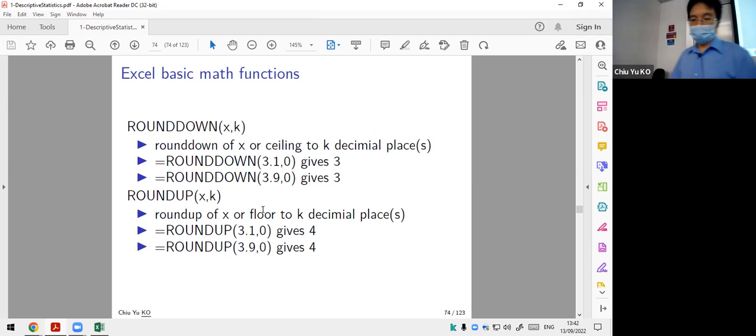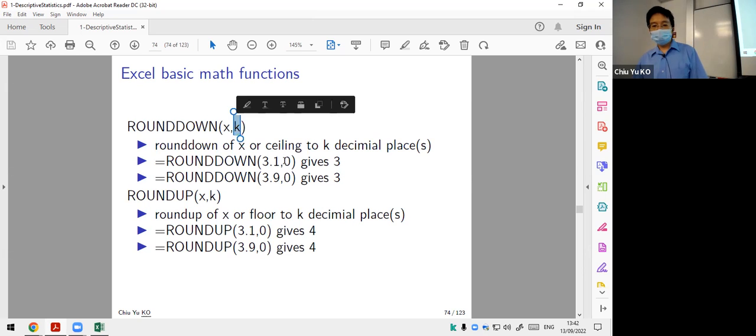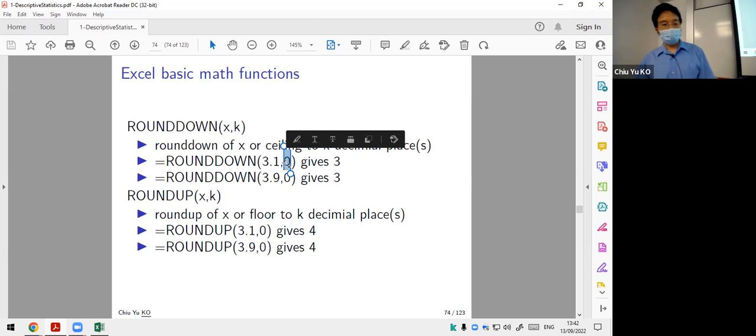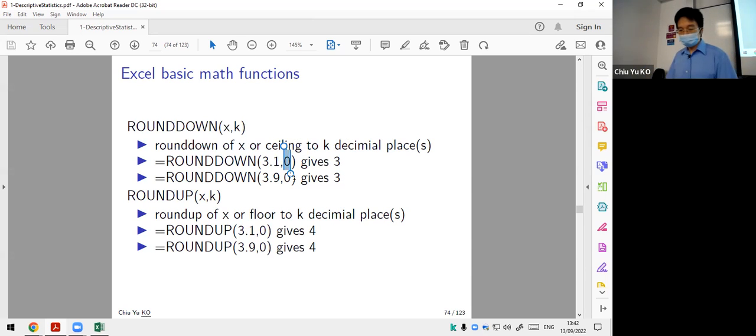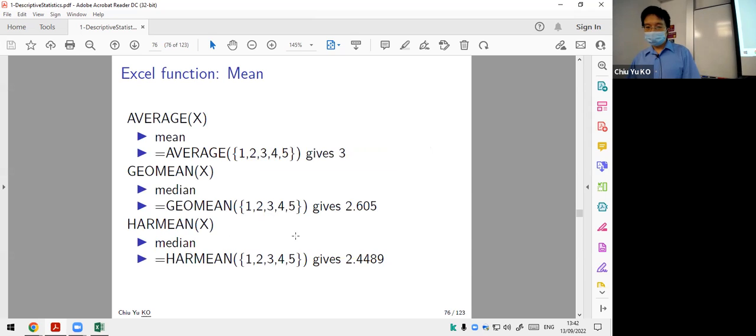The only thing I mention is, round down can be up to how many decimal places? There's another variable called k. If you put 0 here, you just round to the integer. If you put 1, it will be the first decimal place. But for our purpose, we will always use 0. I don't think there's any issue there. I think this is already there. I'm not going to do them one by one because that would be wasting time.